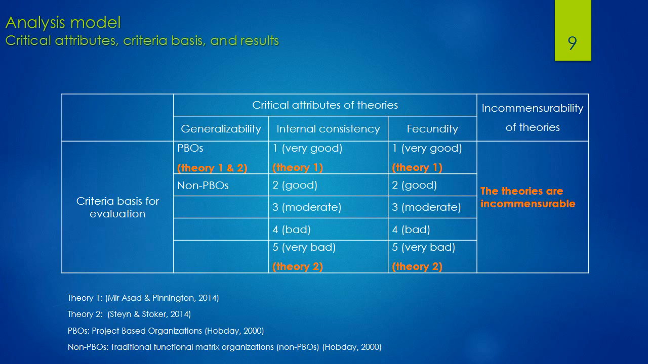Also, in terms of internal consistency, from rank 1 to 5 that correspond to very good to very bad internal consistency, theory 1 places within rank 1 and theory 2 places within rank 5. These rankings are the same for the fecundity attribute. Finally, in terms of incommensurability, both of the theories are incommensurable. Following slides describe the reasons for the results.